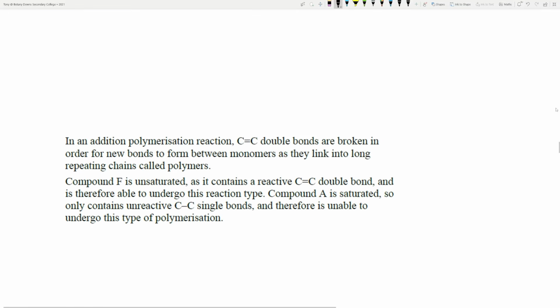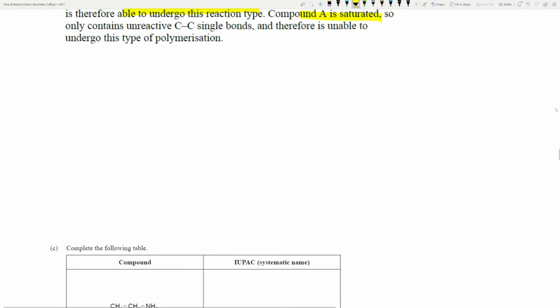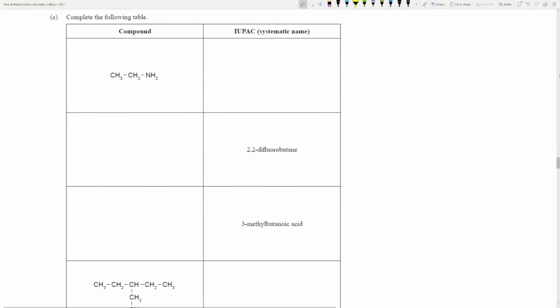So let's look at the answers here. In addition polymerization, you have to break the double bond in order for new bonds to form, and polymers are just long chain repeating units. The alkene is unsaturated, so you have the double bond which can do this, and the other one is saturated and doesn't have the ability to do what we ask them to do. It's very bizarre to put the naming here, because normally they put it right at the top.